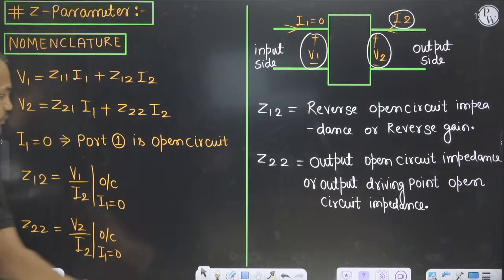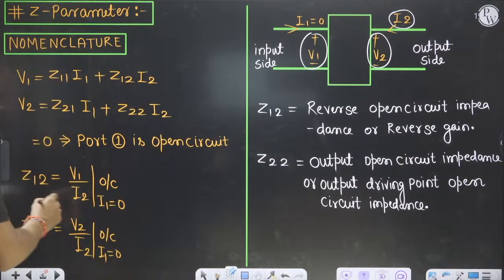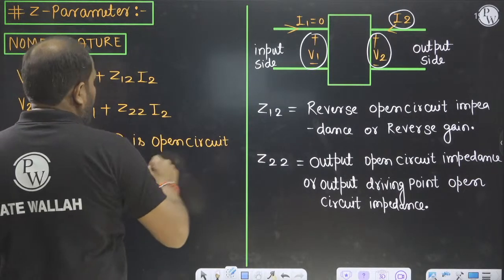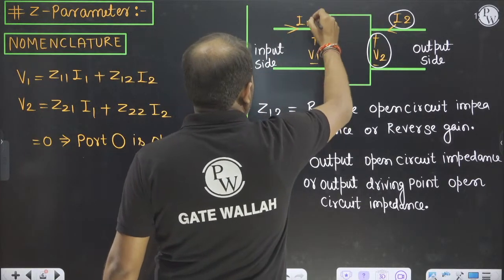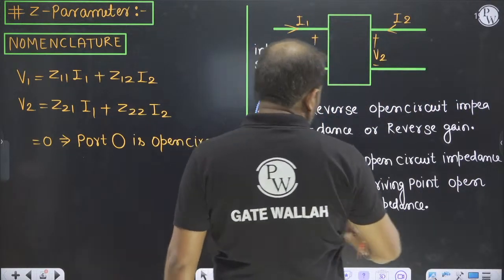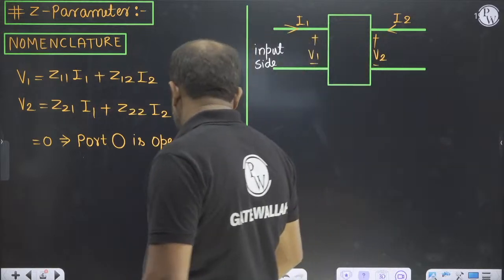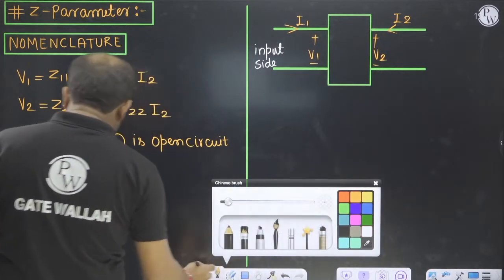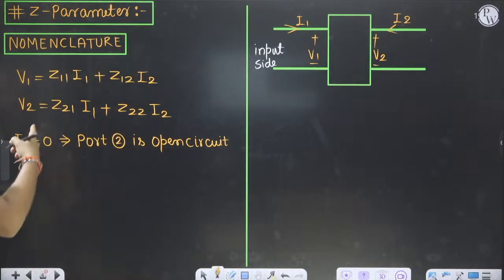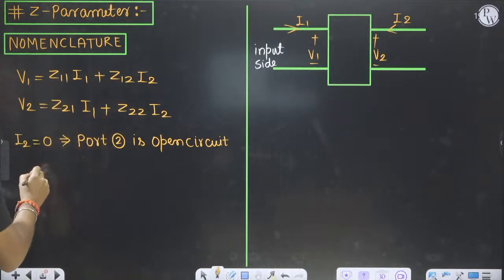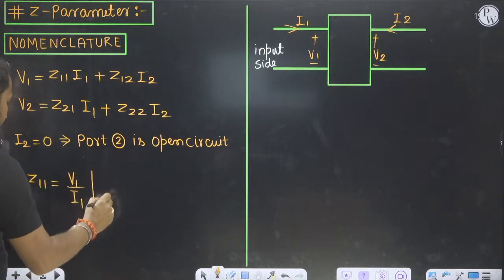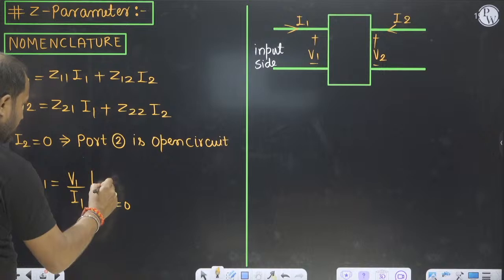Then after, we have the second point. Second point is when I2 is 0. When I2 is 0, then what will happen? Then what is the name of that point? So I2 is equal to 0. I2 is 0, that means port 2 is open circuit. I2 is 0, so we will define Z11. Z11 is nothing but V1 by I1. I2 is equal to 0, that means open circuit.